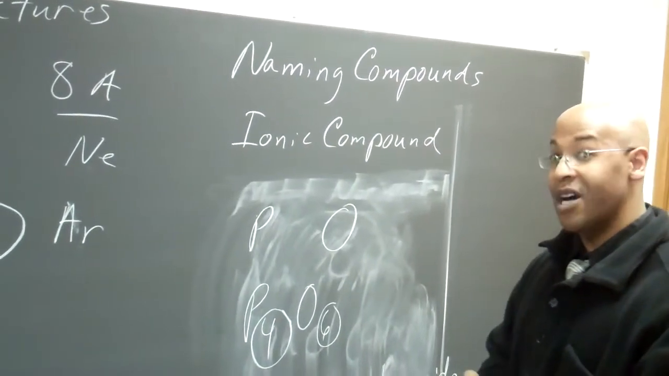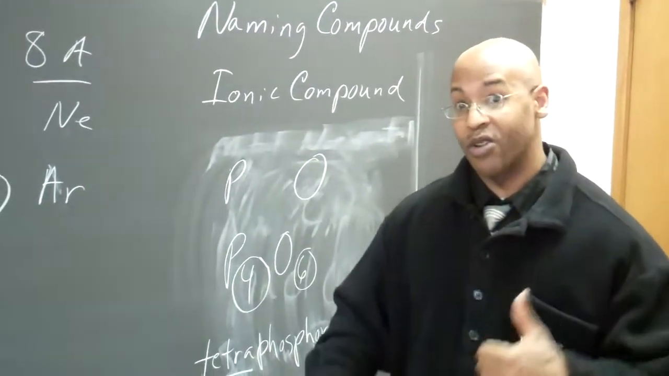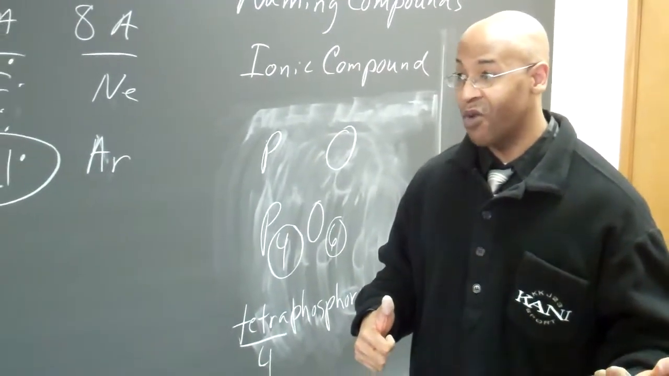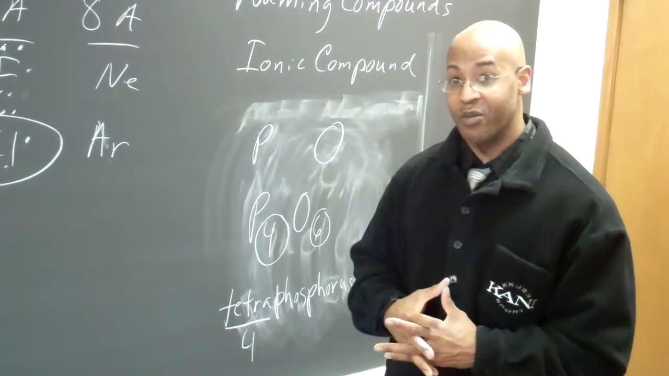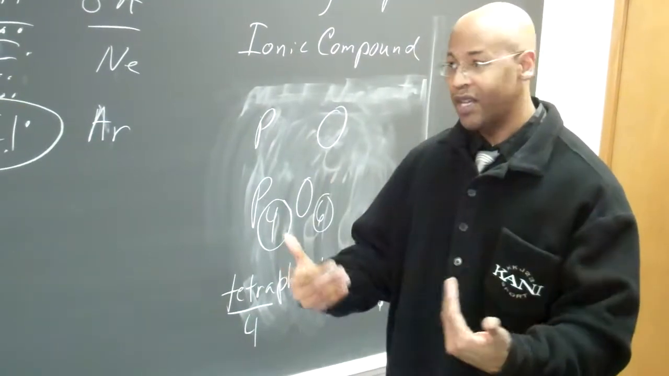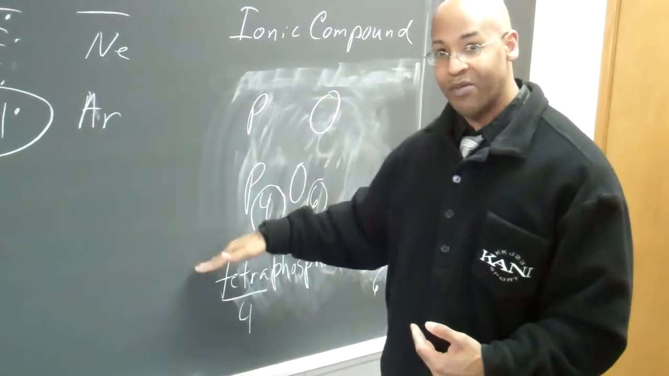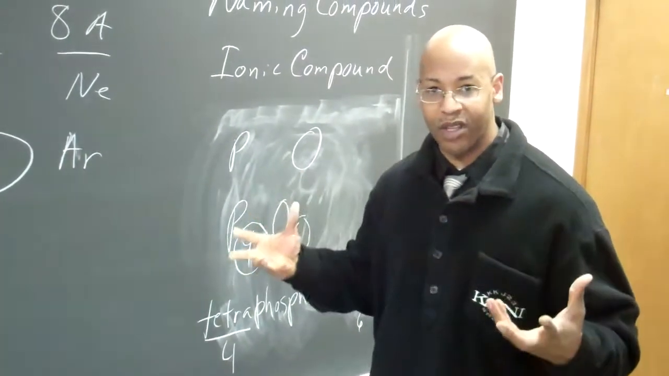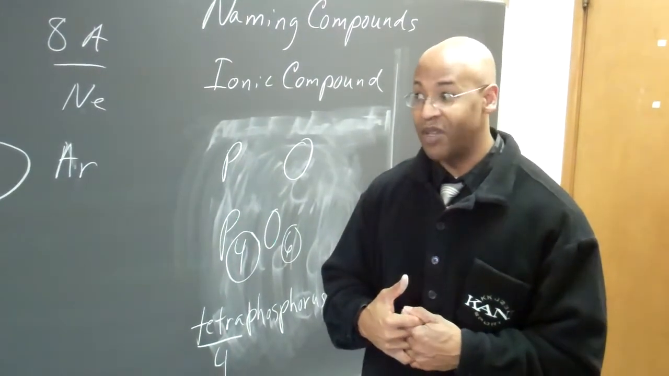So when we're naming compounds, first determine whether or not your compound is ionic or covalent. Ionic compounds always have a metal and a nonmetal. Your covalent compounds normally have 2 nonmetals. So as soon as I see 2 nonmetals, I know that I'm dealing with a covalent compound. If I see a metal and a nonmetal or some ions, then I'm dealing with what's considered an ionic compound, and that gives me the basis for my naming system.